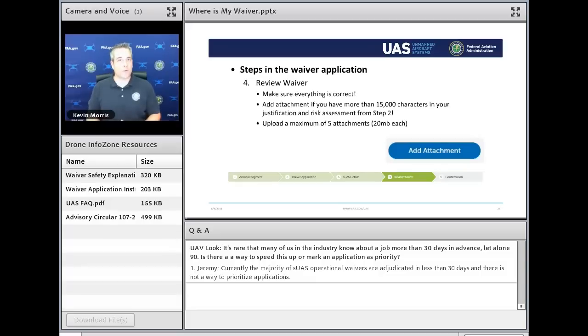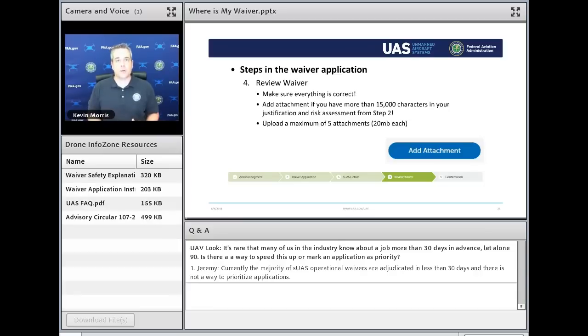Now remember, we're at step 4, and in step 4, you may upload your attachment where you can include your complete justification. This is also a time for you to make sure that everything is correct in your application, and please do take the time to scroll down and read the information that you've submitted.